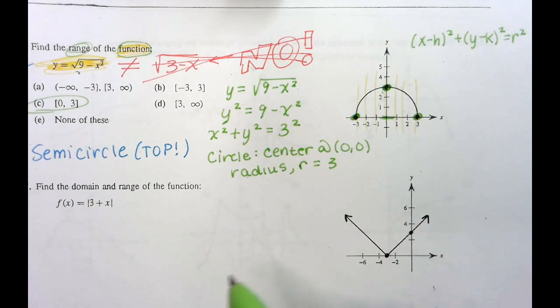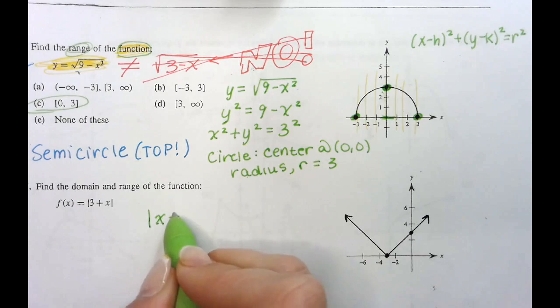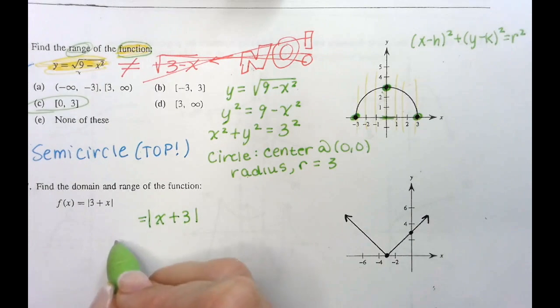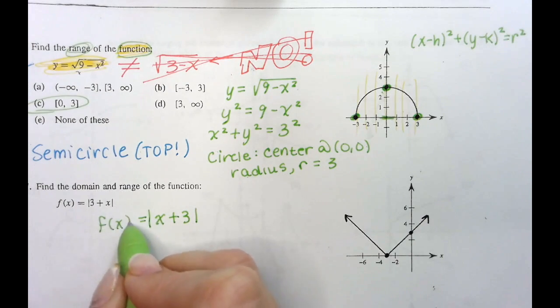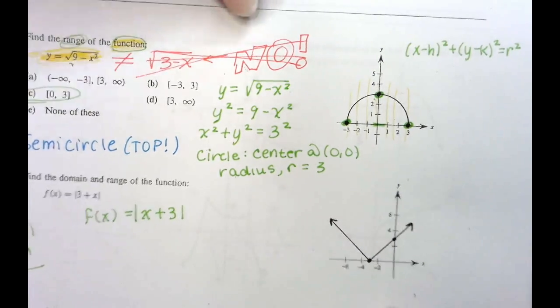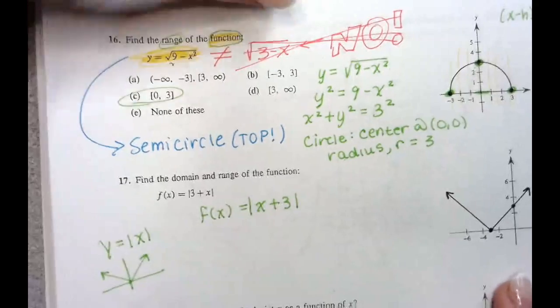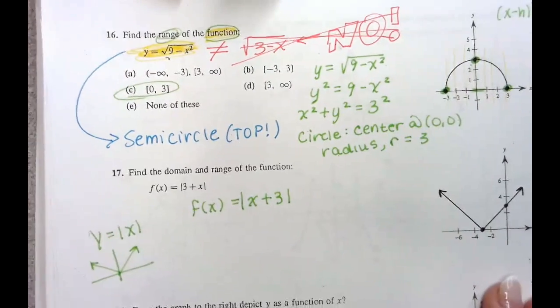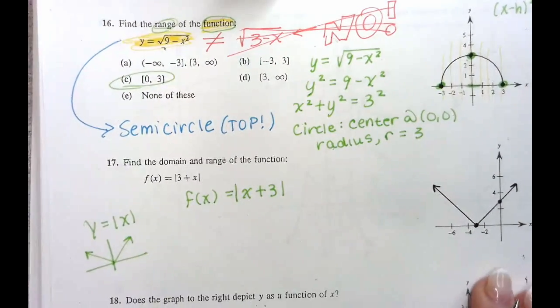Next, this one just to do quickly. This is also absolute value of x plus 3. Absolute value of x plus 3 is really a transformation of the parent function y equals absolute value of x. Many of you memorized that the absolute value of x is a V. That's true. It is a V shape, but of course, what am I going to do? I'm going to over-explain something right now, because that's what I do.